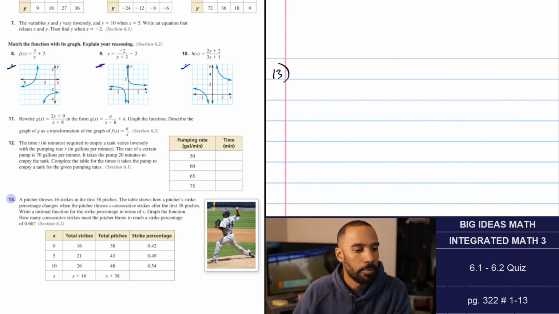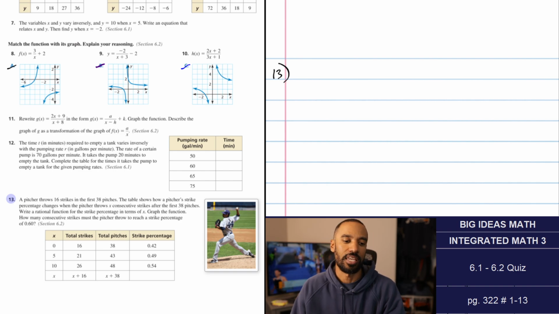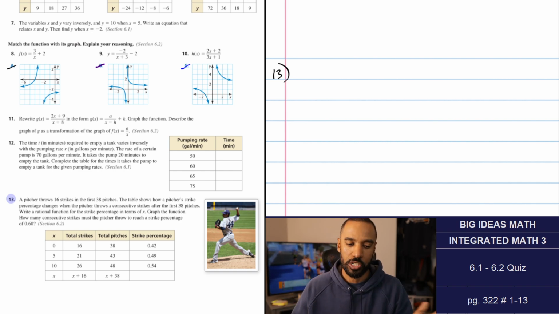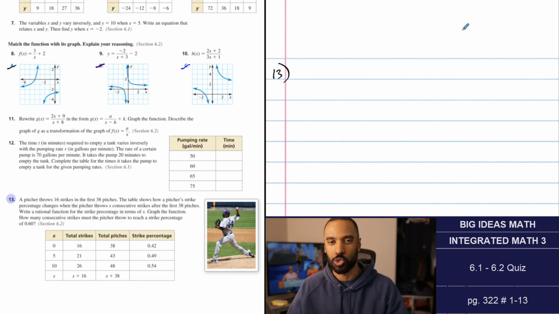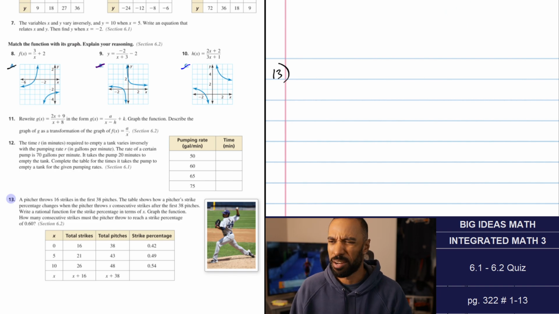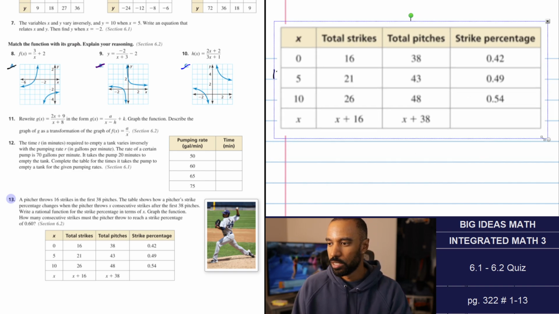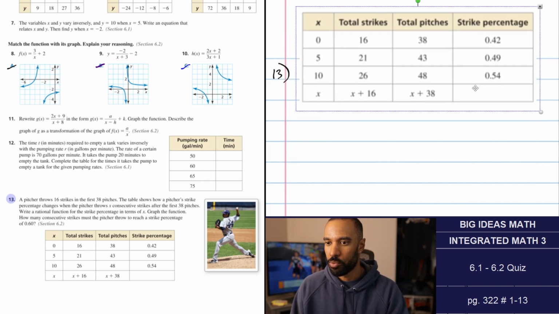Write a rational function for the strike percentage in terms of X. Graph the function. How many consecutive strikes must the pitcher throw to reach certain percentages? Oh, I see. I thought they meant if they go on a strike throwing streak randomly throughout their set. I'm like, what's going on? That's not how that works. Okay. Anyway, so we have a table. Let me just copy and paste it over so we can see the numbers a little bigger. If you're watching on your phone, you might not even see what these numbers are right now. Okay, so there are some numbers.